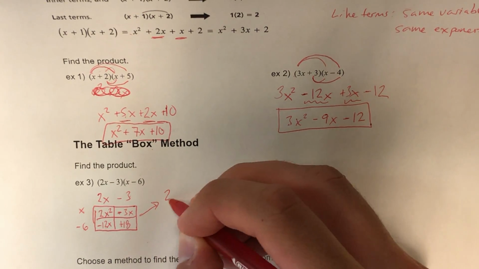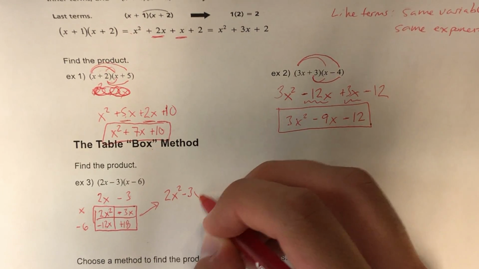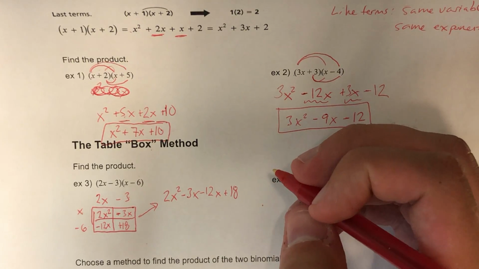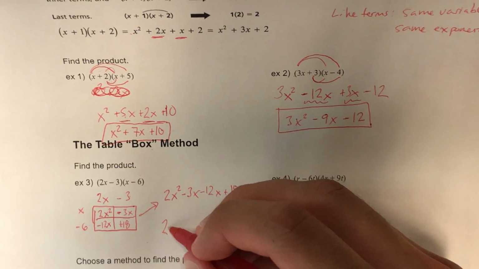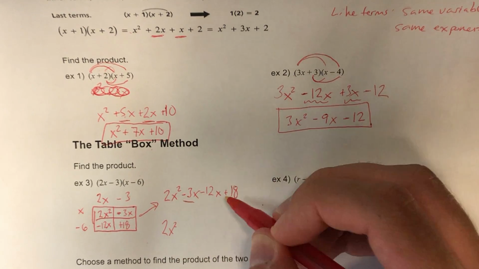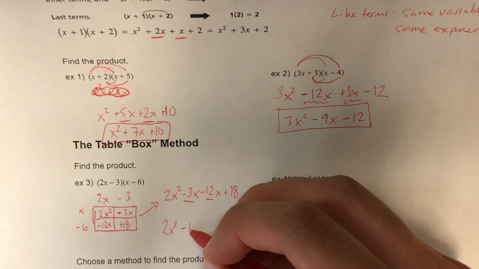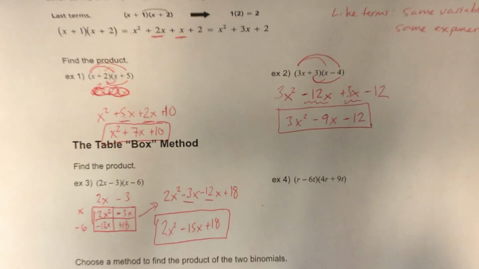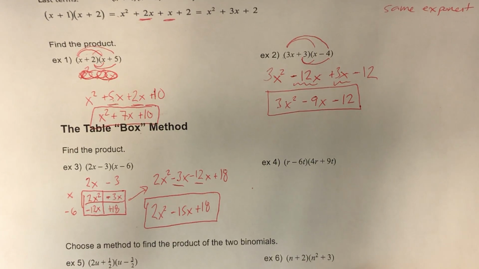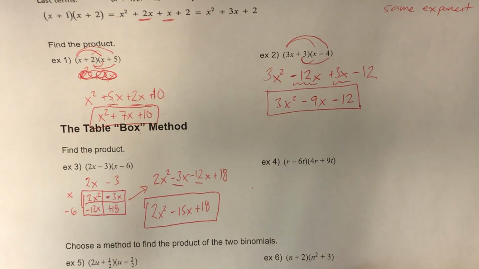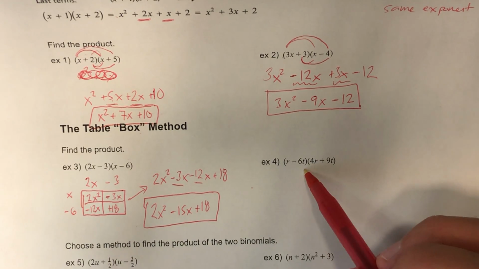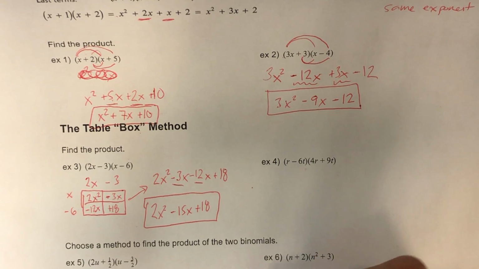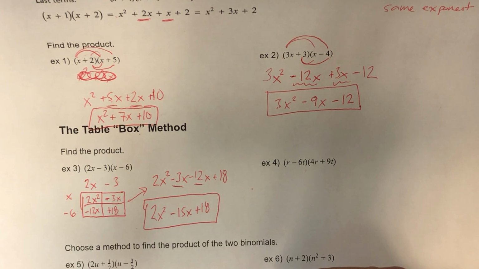And then you just take everything inside the box. So 2x squared minus 3x minus 12x plus 18. And you combine like terms, add them together. So that'll give us 2x squared. Then we have these two like terms. Negative 3x minus 12x is negative 15x plus 18. All right. So there's the box method or the table method. So again, why don't you try this one on your own first? Go ahead, pause the video, write down the problem, and give it a try.